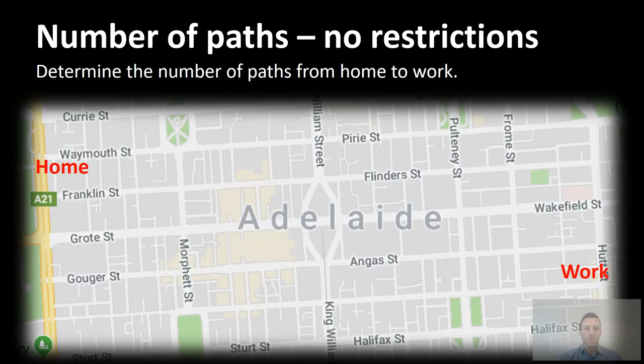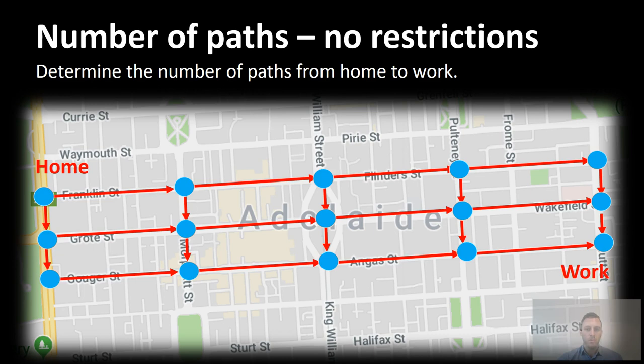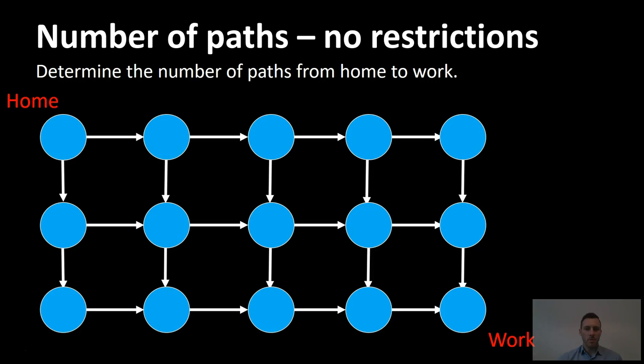Imagine we worked in the city and we wanted to find out the number of paths we could take from home to work across town without backtracking. We will follow the main roads because they'll generally be the fastest route. We label all the intersections as our nodes, and we draw in all the possible paths as our edges or arcs in this case. Now we can extract the network diagram and determine the number of paths between work and home. Here we have extracted the network diagram from our map and we'll work out the number of paths from home to work without any restrictions.